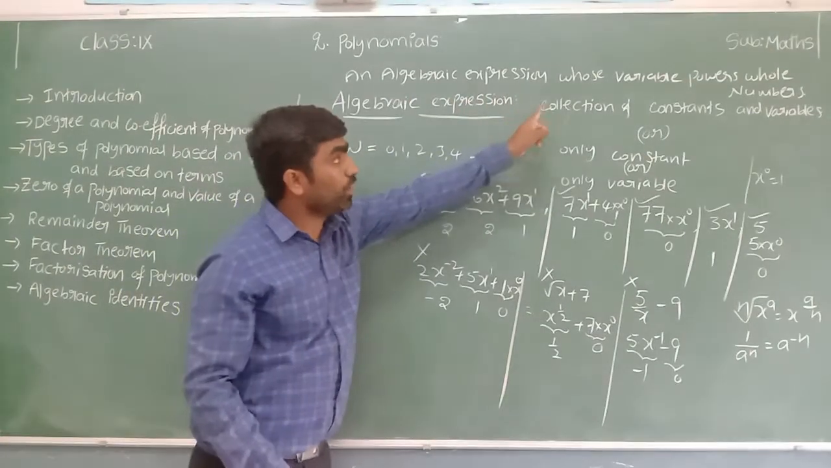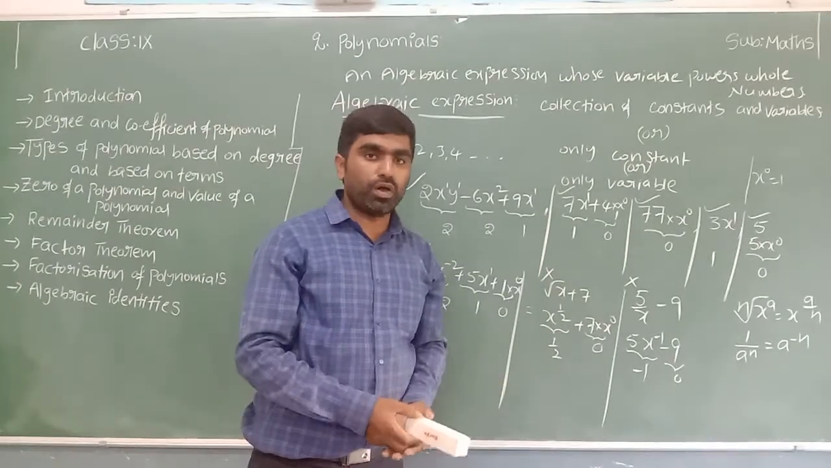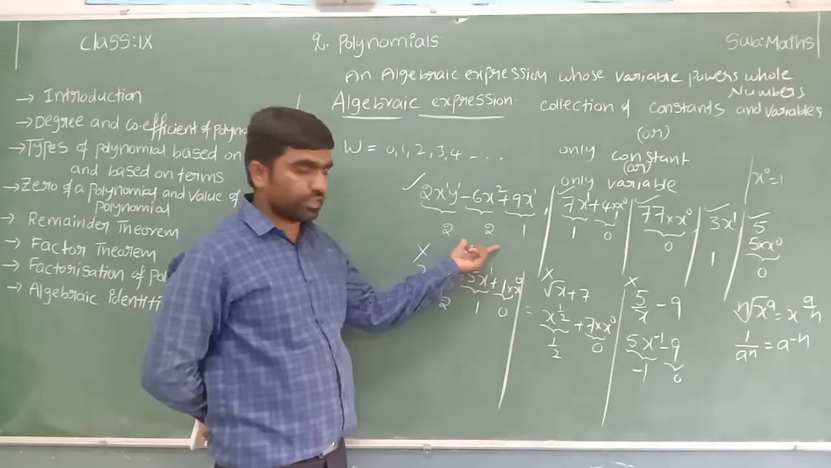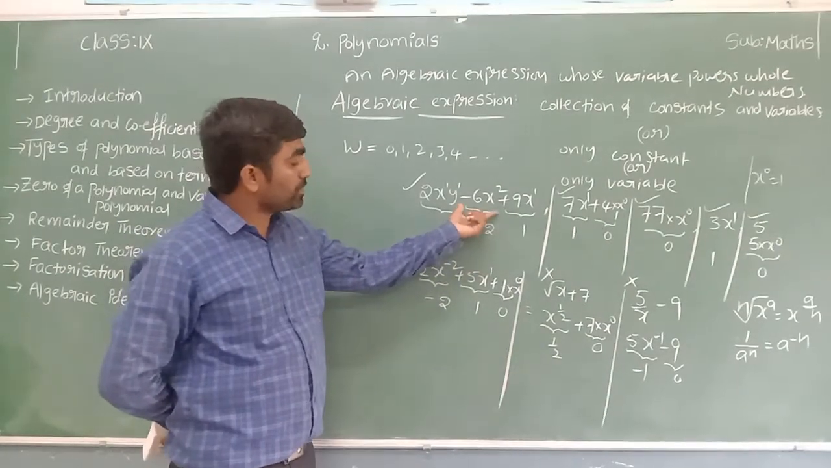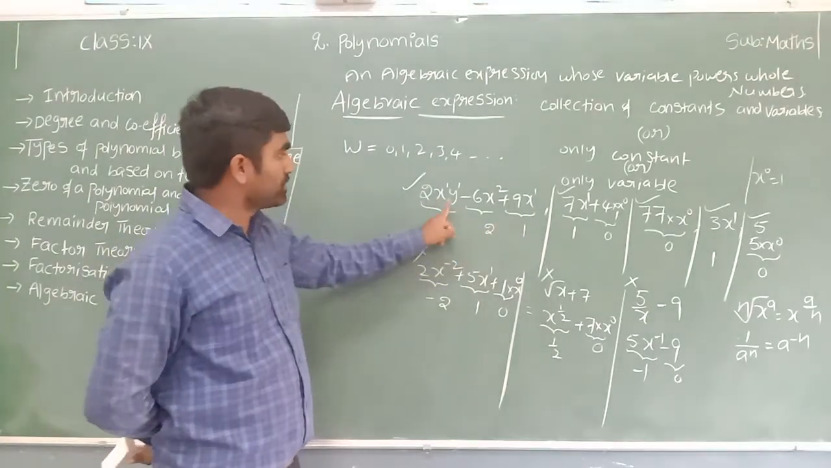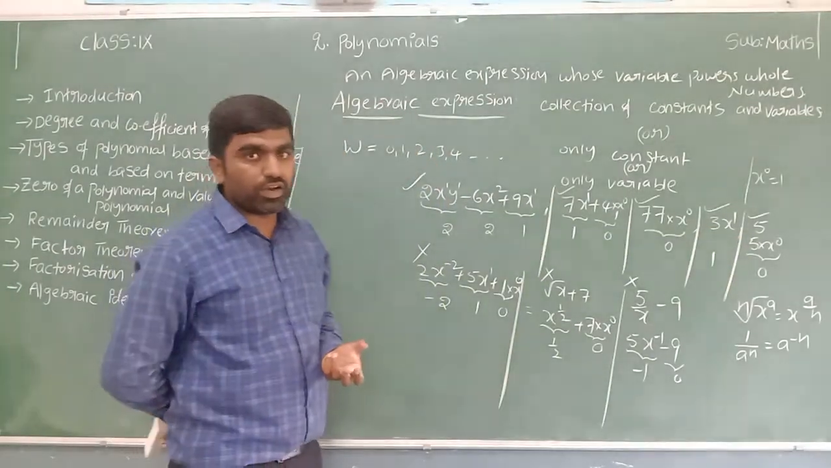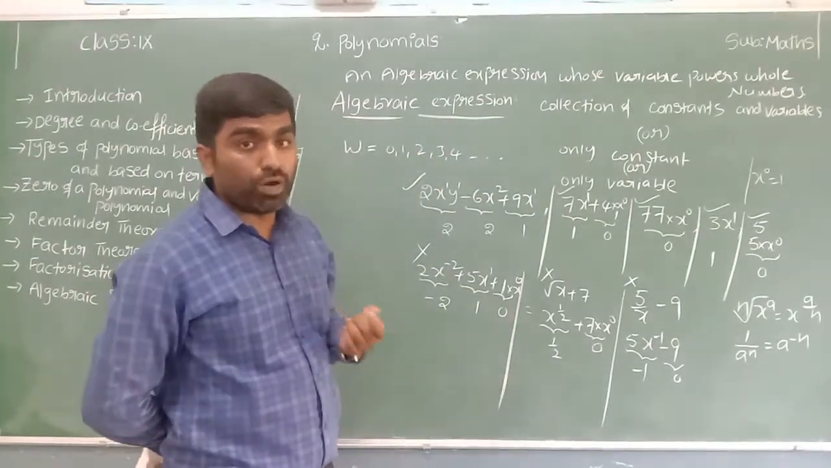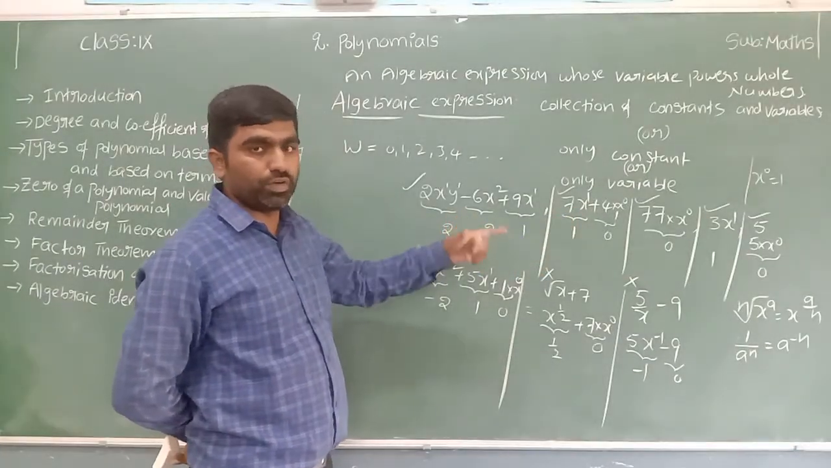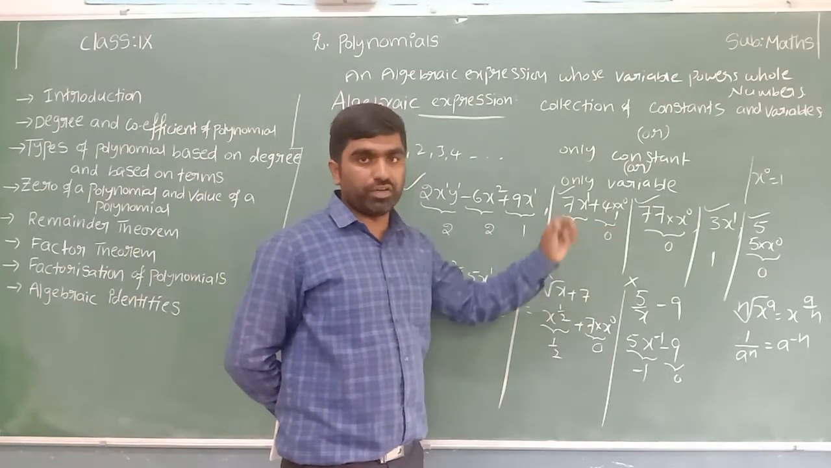An algebraic expression whose variable powers are whole numbers is called a polynomial. Here you can see it is a polynomial, because its variable powers are whole numbers. But here is a polynomial which contains two variables, x and y. These others have only one variable. So in our 9th standard up to 10th standard, we are going to learn polynomials in only one variable. In higher classes you will see polynomials in two variables or three variables. Now we are going to learn polynomials in one variable.